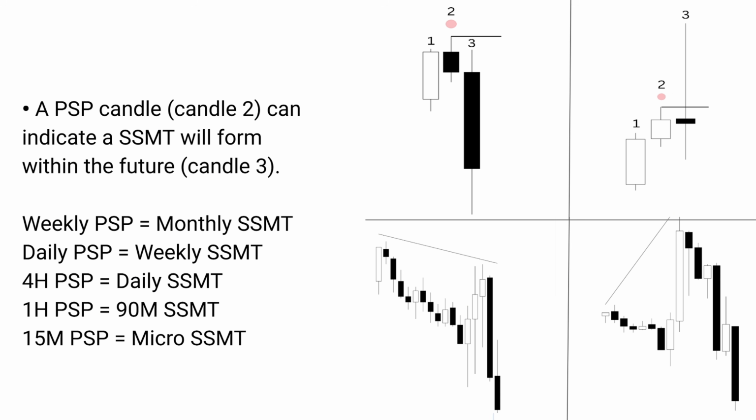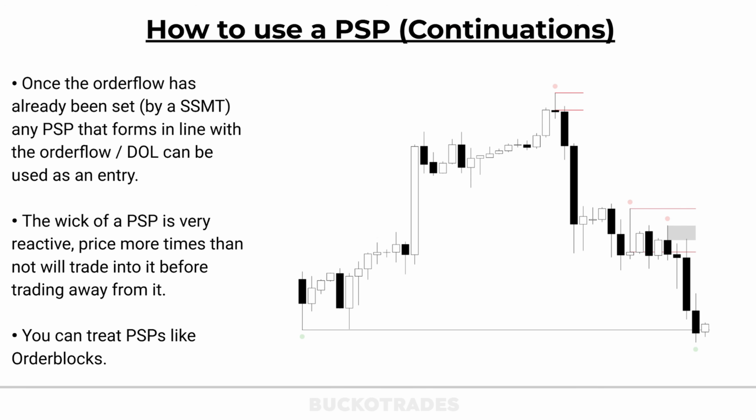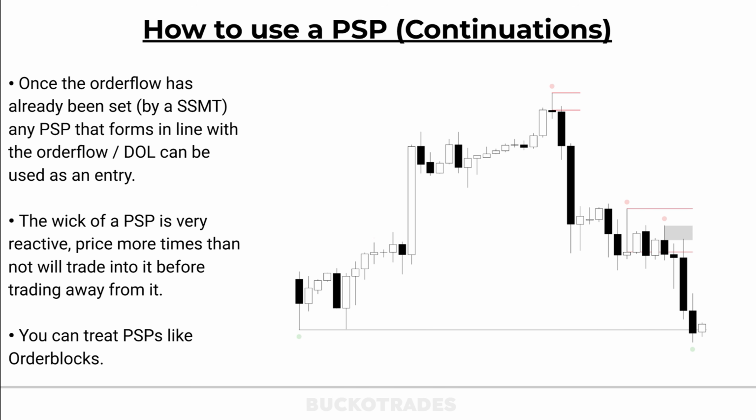Okay, so now let's move on to how to use PSPs for continuations. So once the order flow has already been set by a sequential SMT, any PSP that forms in line with the order flow / draw on liquidity can be used as an entry. The wick of a PSP is very reactive. Price more times than not will trade into it before trading away from it. You can treat PSPs like order blocks.